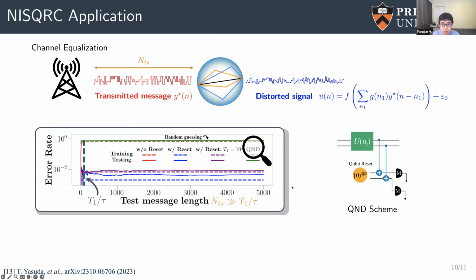And of course, a similar phenomenon can also be observed if we replace our NISQRC algorithm with some previous quantum reservoir computing scheme. For example, the quantum non-demolition method proposed in this paper. We plot the same simulations by using the green lines here. You can see the green lines and the blue and the red lines actually overlap together, but it's just to say that for the QRC, the reservoir thermalization still happens if you use such quantum non-demolition methods to extract the information.